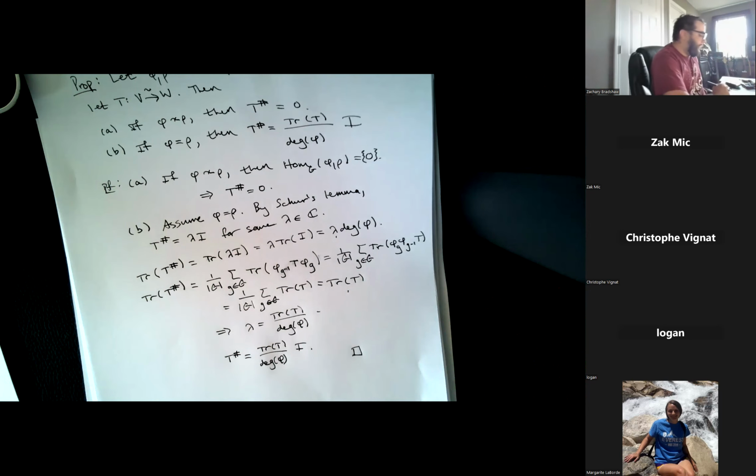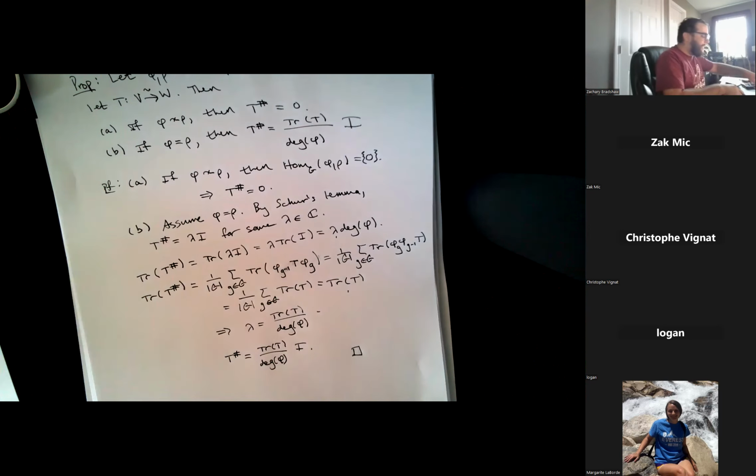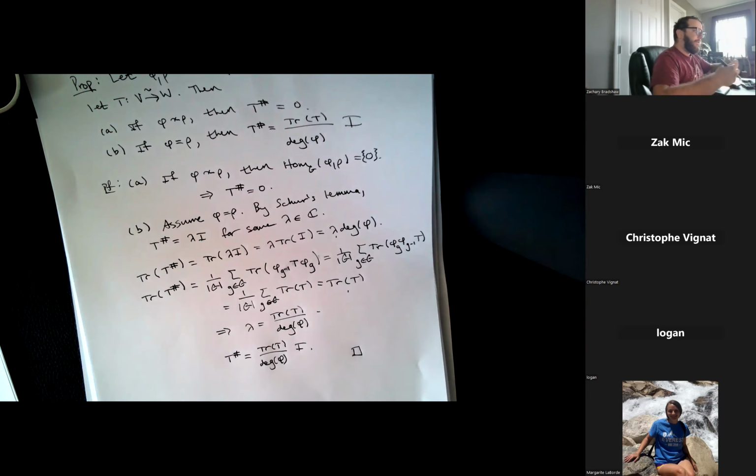So it turns out that when phi and rho are unitary representations, the matrix for P, for the twirl, so this is the twirl operation itself, not the twirled map, the twirled operation, so this sharp thing, has a special form.